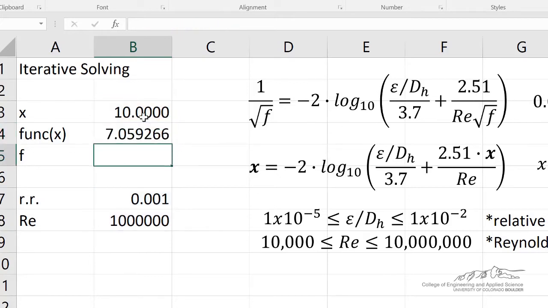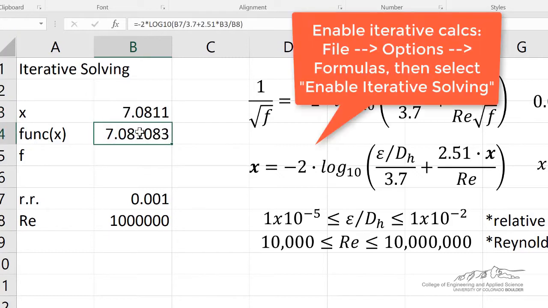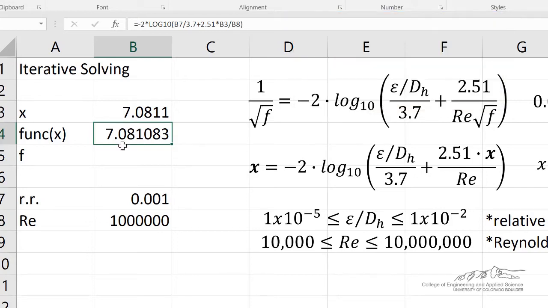And right now, x does not equal f of x. So we set up iterative solving, and I say x equals the output, so the new input is equal to the output, but they're all linked, and so you end up with this big circular calculation. I've already enabled circular calculations in the File, Options, Formulas menu, and we converge on a solution.